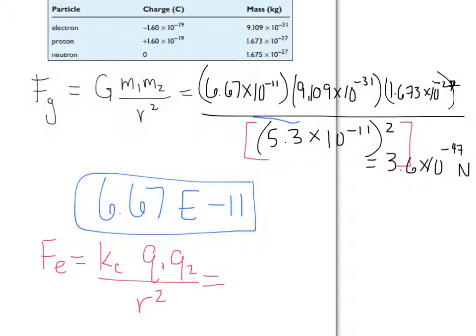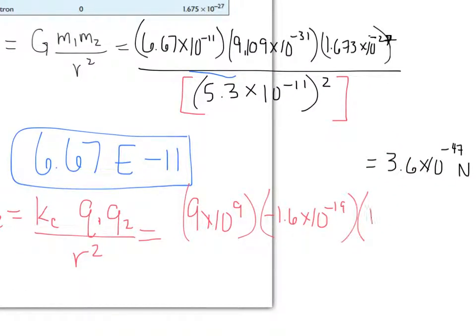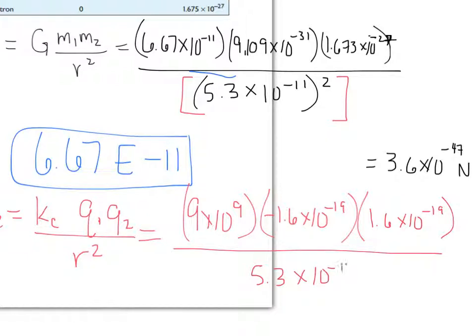So FE is the constant, right? Coulomb's constant, 9 times 10 to the 9, times the charge of an electron, negative 1.6 times 10 to the negative 19, times the charge on a proton, positive 1.6 times 10 to the negative 19, all over the distance between them, which is the same number as the last part, squared. So the only thing that changes here is the numerator. The denominator is the same because it's still a proton and an electron inside of a hydrogen atom.